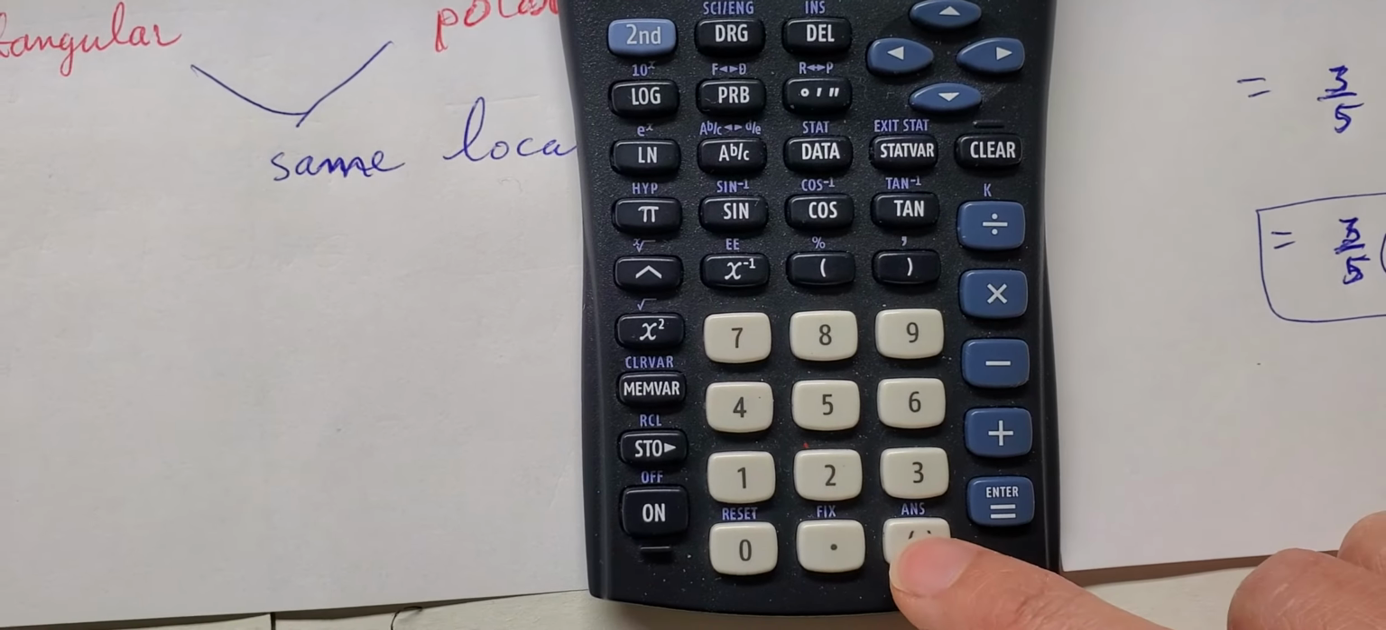Rectangular form of the complex number or polar form, same location, same graph as well. So be very careful. Rectangular for a complex number, polar for a complex number: they are the same thing, same location, and same graph.